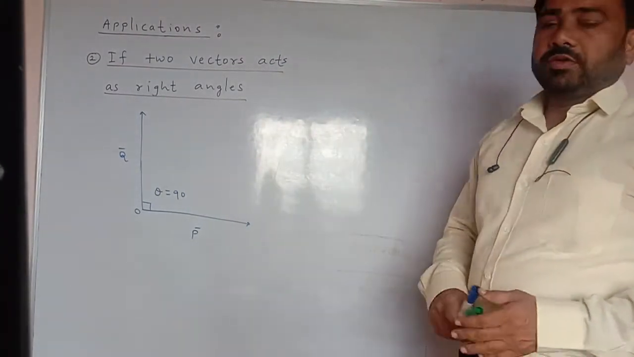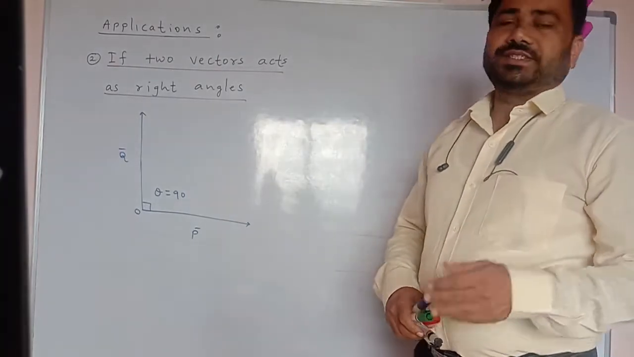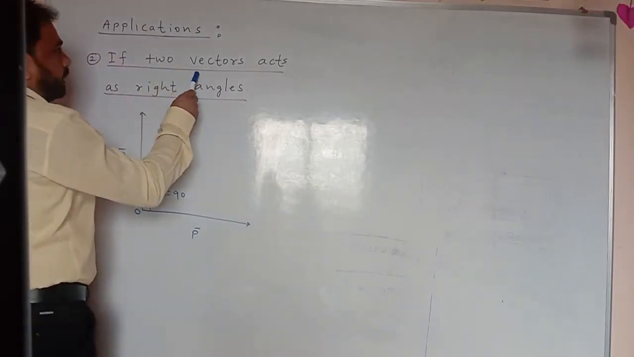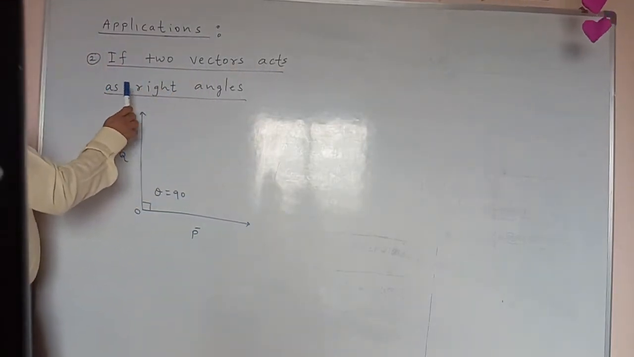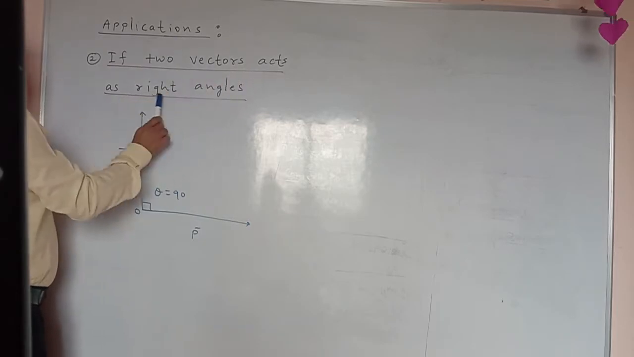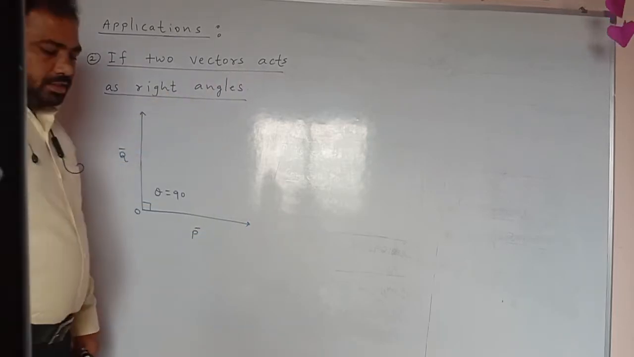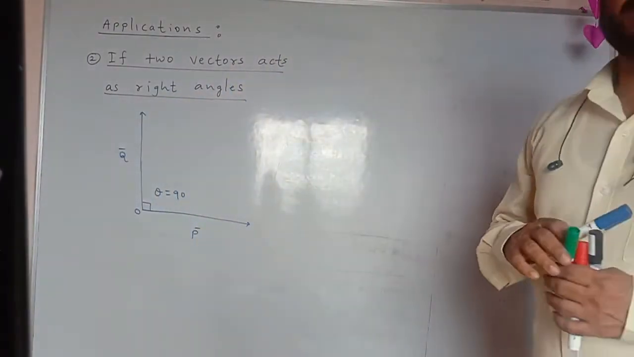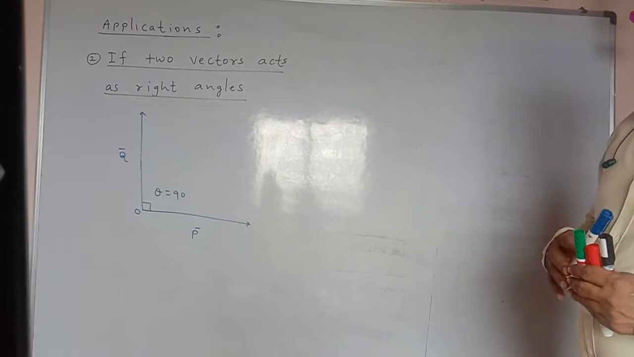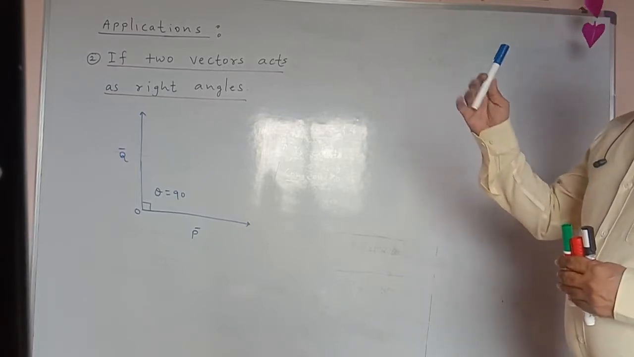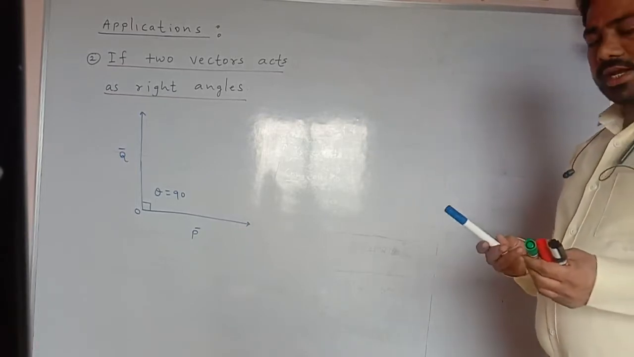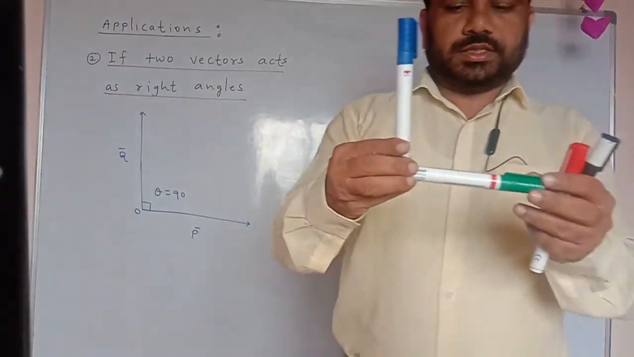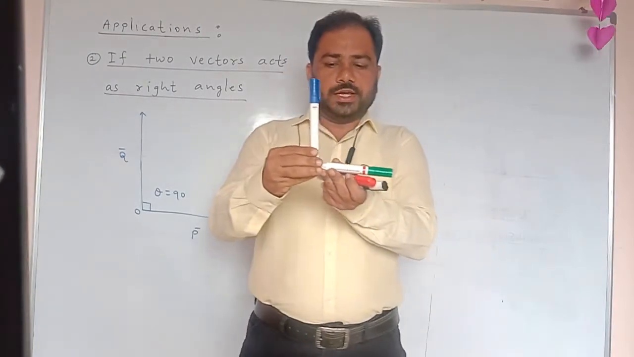Today we are going to discuss the next application, that is the second application. The second application is when two vectors act at a right angle. It means the two vectors are mutually perpendicular to each other. So this is the meaning of this application. There are two vectors which act at a right angle. Right angle means the angle of inclination between the two vectors is exactly 90 degrees, like this.